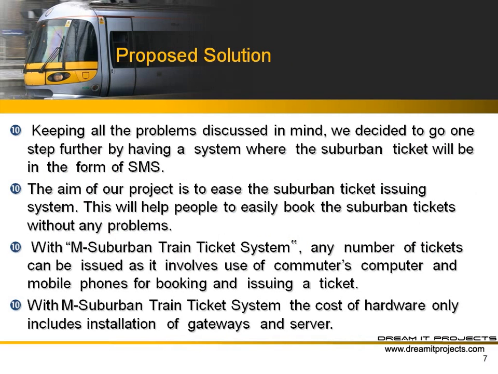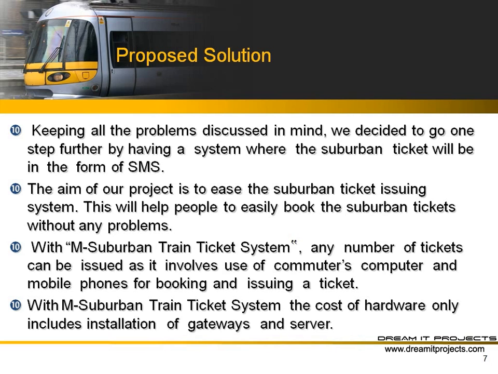To overcome all these problems, we are going with the proposed solution. What is the proposed solution? We are issuing a ticket in the form of an SMS. The user first has to register with the Western Railway or any suburban railway ticket system. After registering his mobile number, he has to send an SMS in a particular format. The server will check the validity of the message, parse it, and issue a ticket on the availability of balance, so your account should have a sufficient amount to issue a ticket.